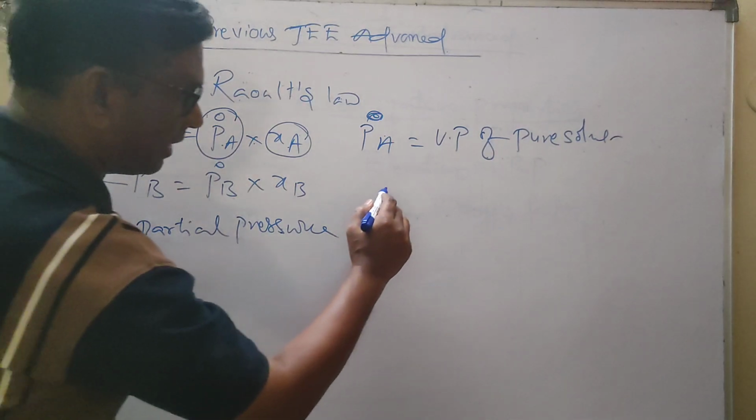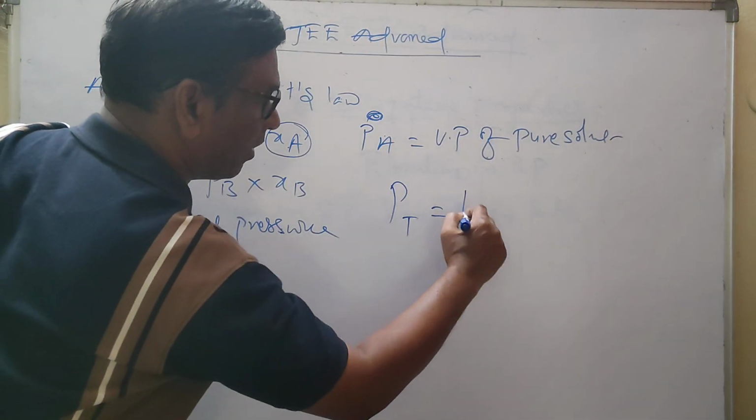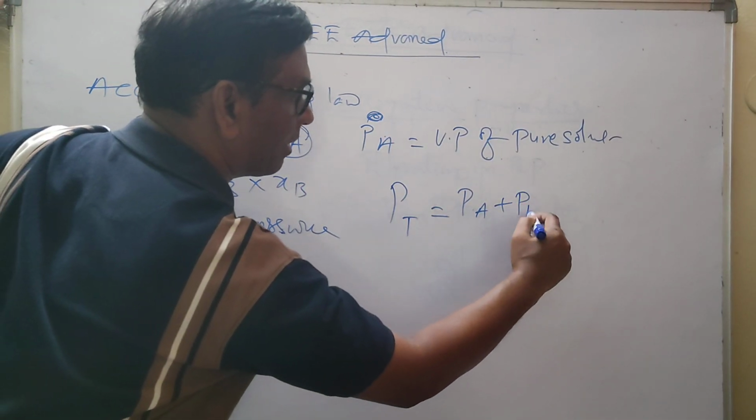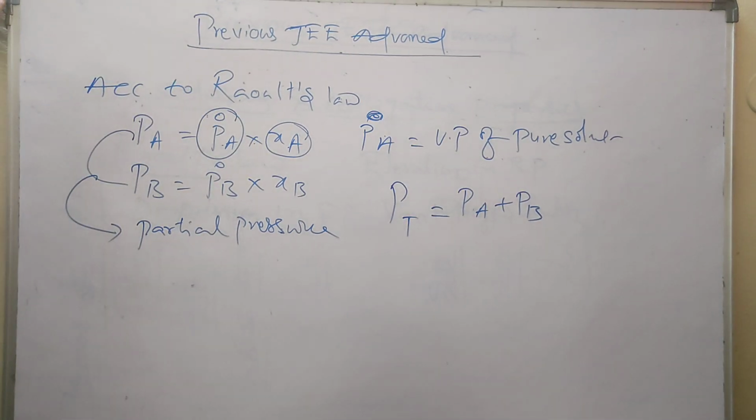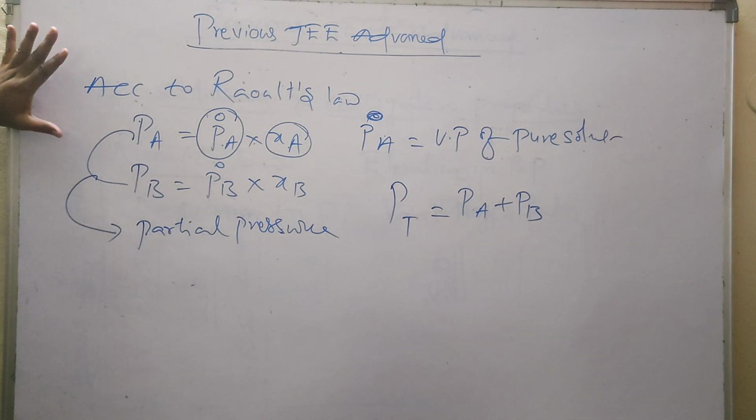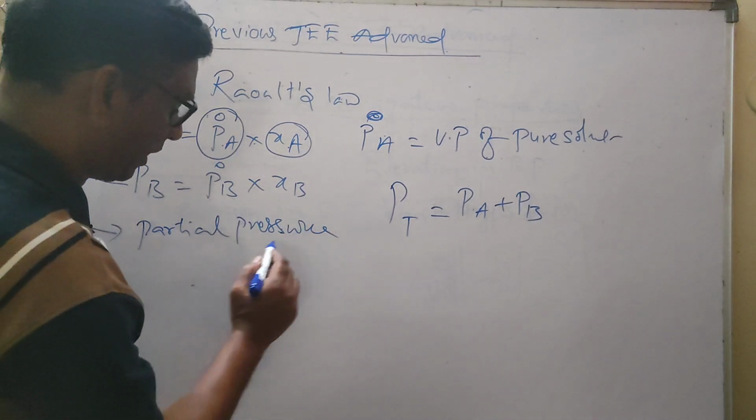What is the total vapor pressure? PT is equal to PA plus PB, the sum of the two partial pressures. This is one type of Raoult's law, we can say this is form 1.